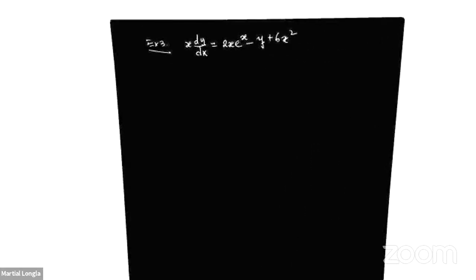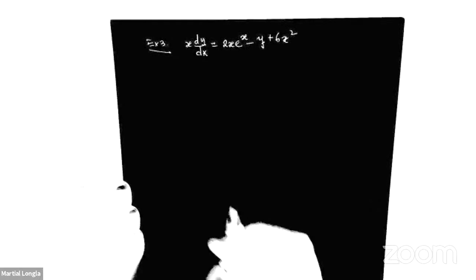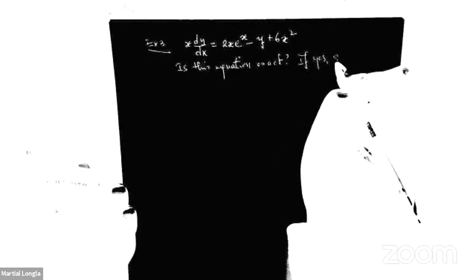Now, because we don't have enough votes to move on, I will solve another example of exact equations. Let's say we have example 3, where the problem is written as x dy over dx equals 2x e to the x minus y plus 6x squared. So this is the problem. And the question is: is this equation exact? If yes, solve it.